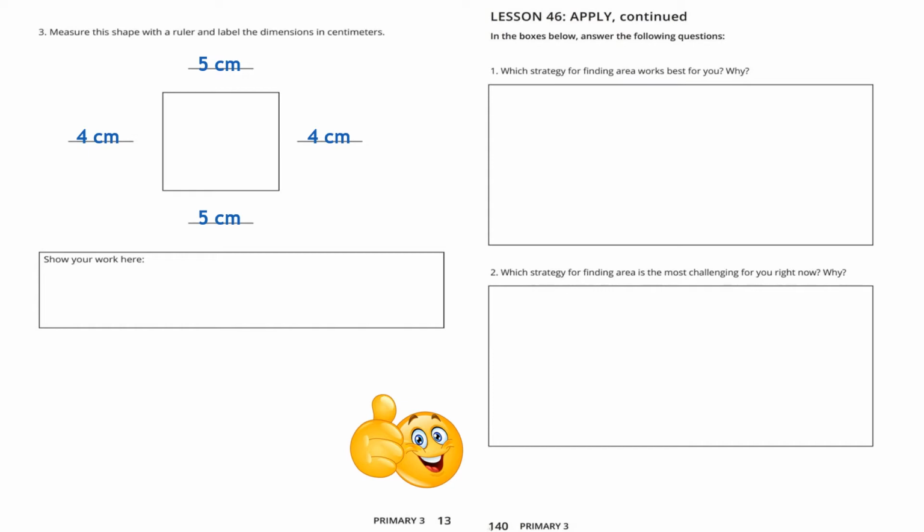So this shape first is called what? We have 5 length and 4 width. So we don't have the same dimensions, or we don't have equal sides. This shape is called a rectangle. To find the area of a rectangle, we will multiply length times width equals 20. 5 times 4 equals 20 square centimeters. Don't forget, when we find the area, we write the unit square centimeter.